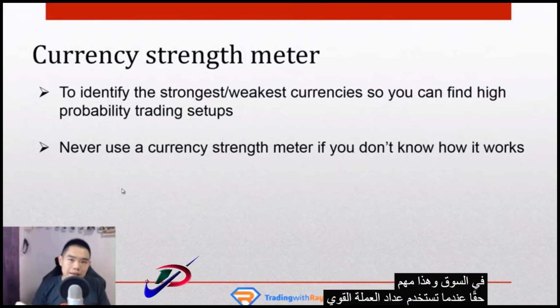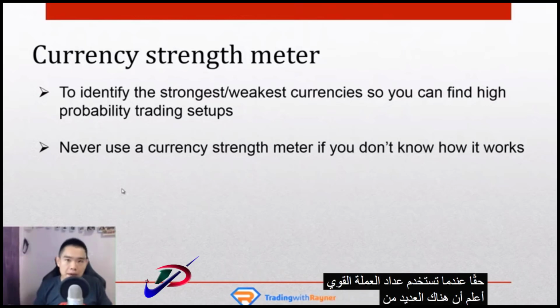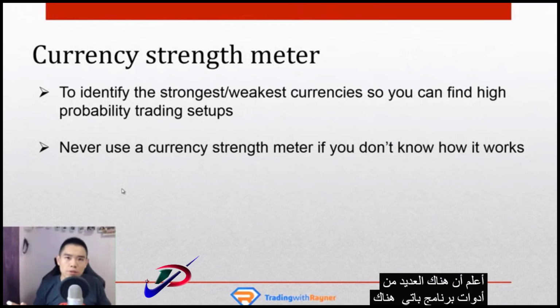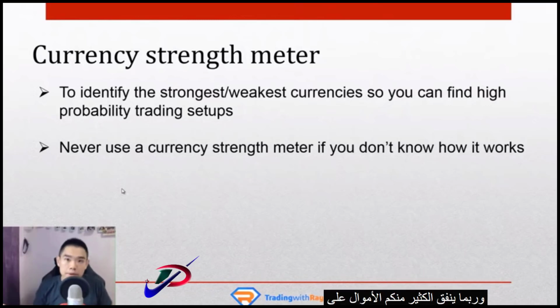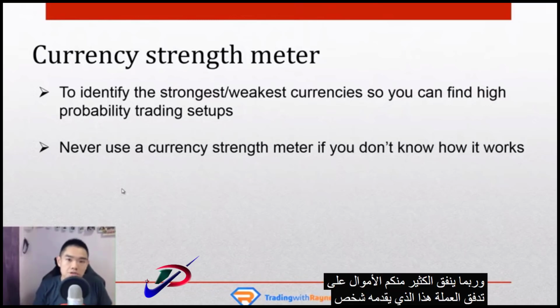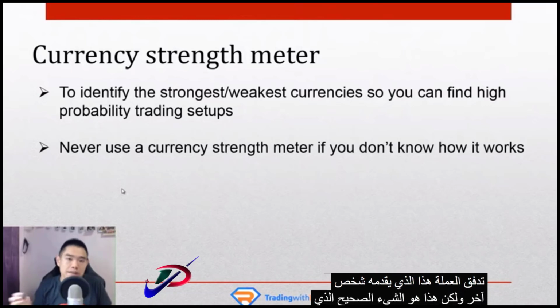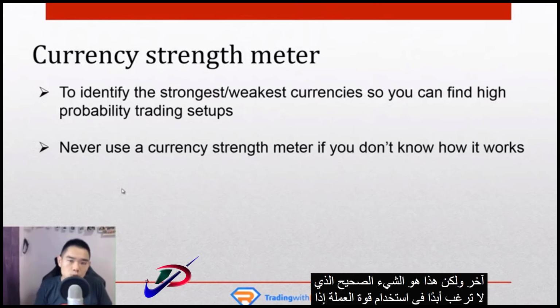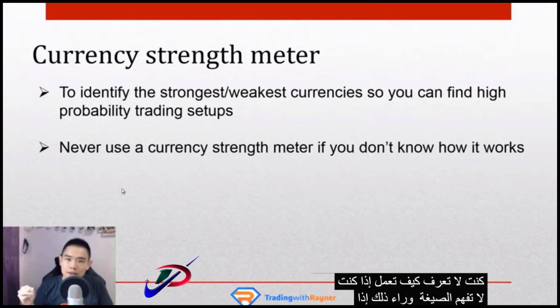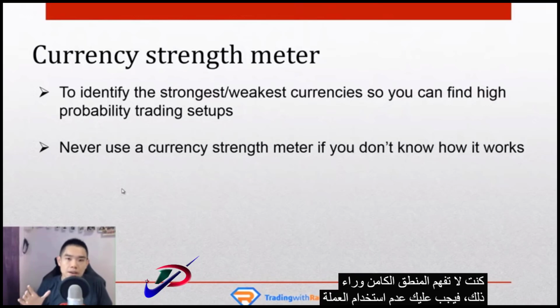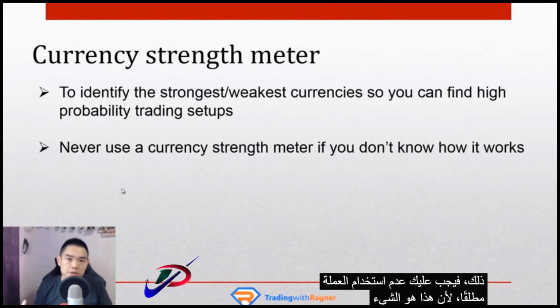When you use a currency strength meter, I know that there are many third-party software tools out there, and many of you might even have spent money on a currency strength meter provided by someone else. But here's the thing, you never want to use a currency strength meter if you do not know how it works. If you do not understand the formula behind it, if you do not understand the logic behind it, then you must never use the currency strength meter.